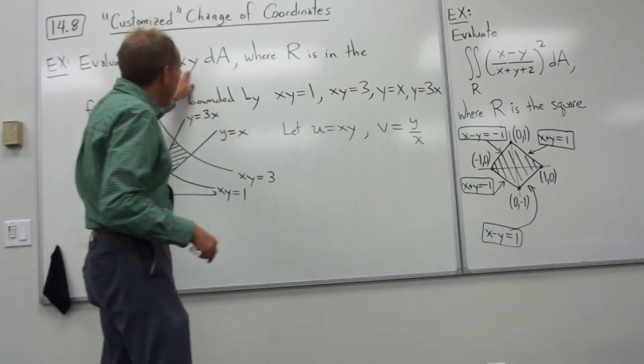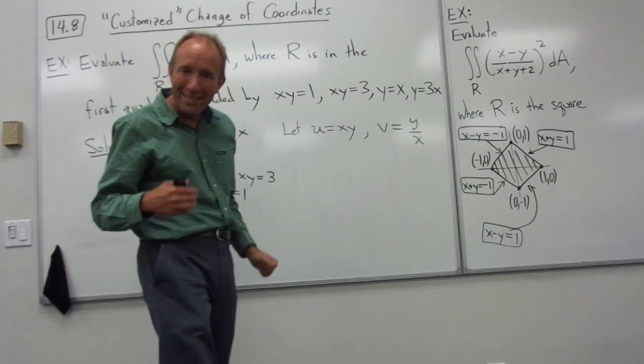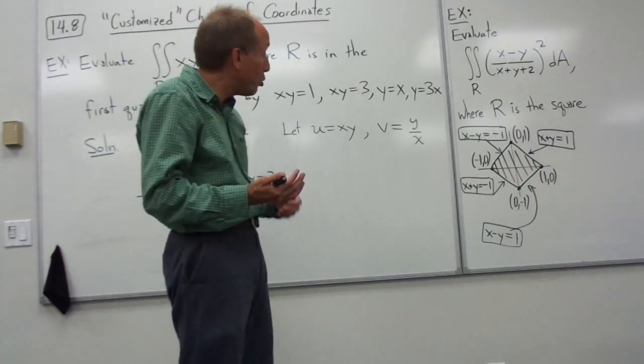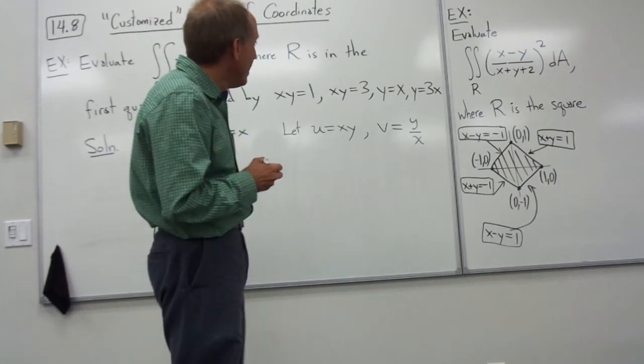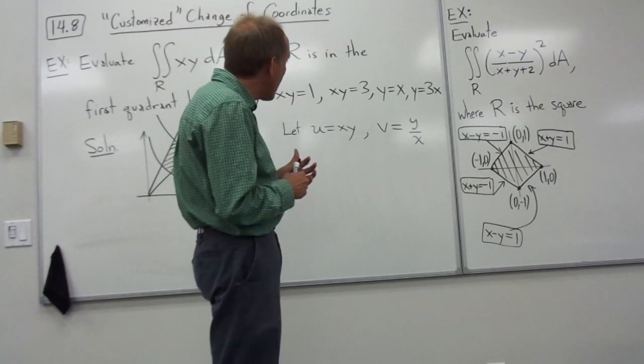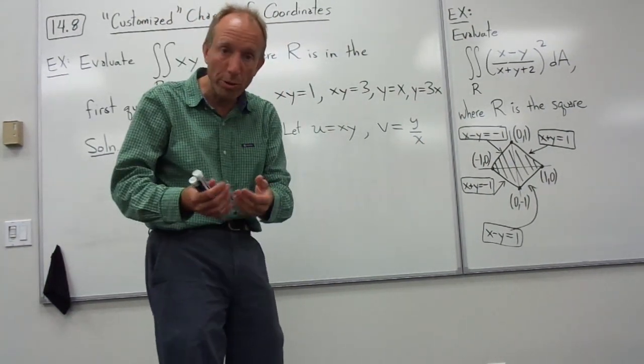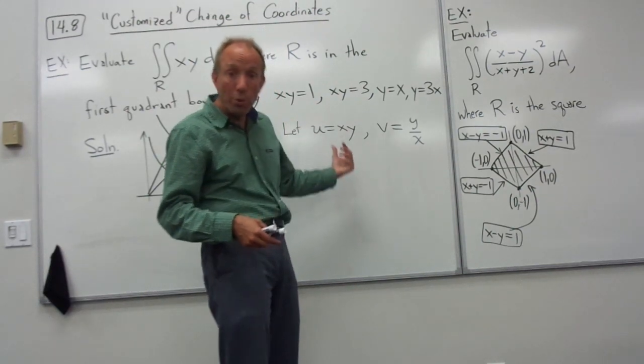xy right here, that's just going to become u. But then the dA, let's not forget, we have this Jacobian that we have to figure out. To get the Jacobian, I have to spend a minute to figure out how to write x and y, which are the old variables, in terms of the new variables.